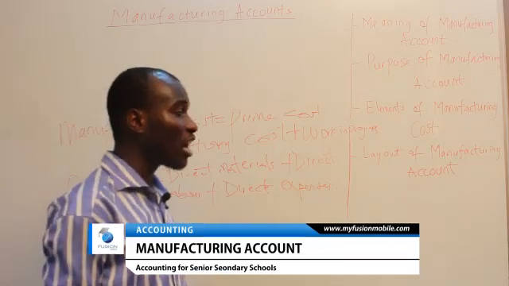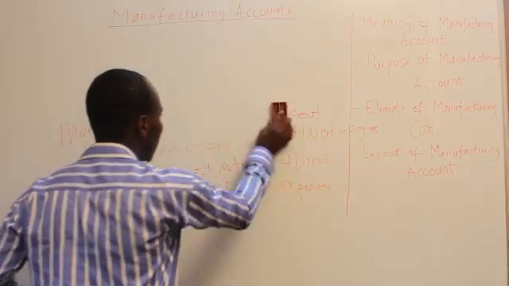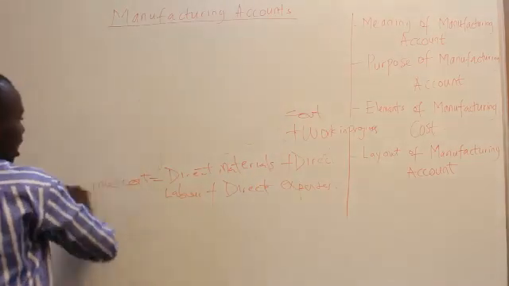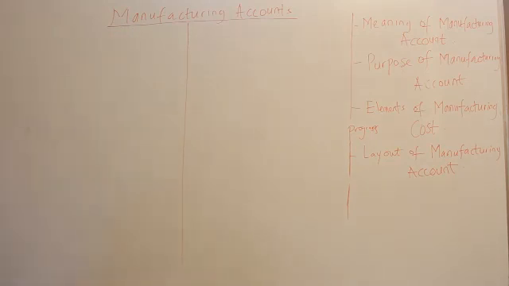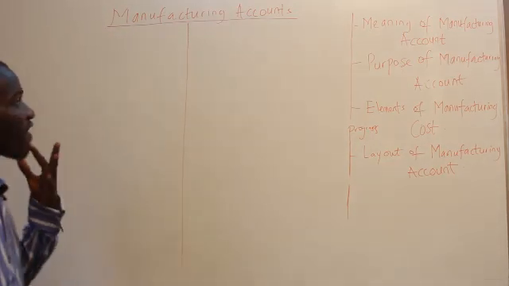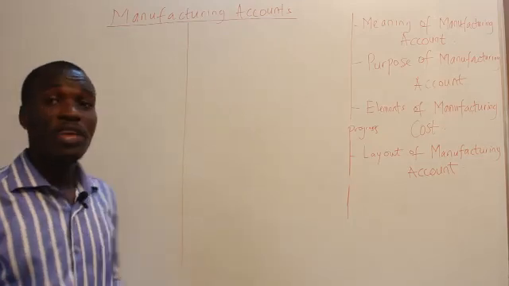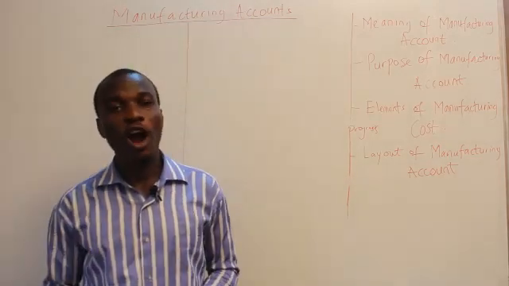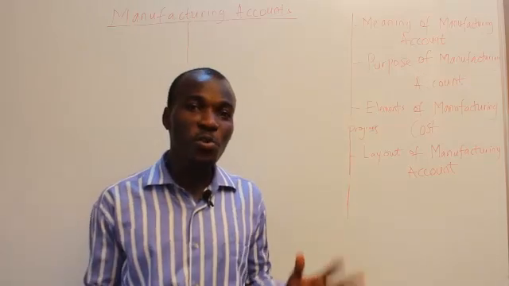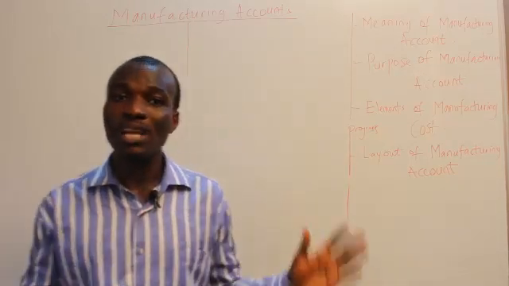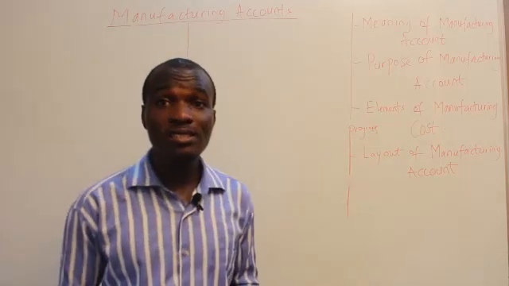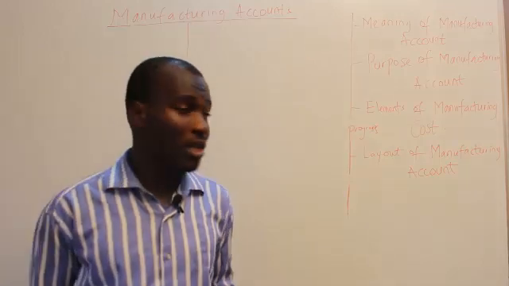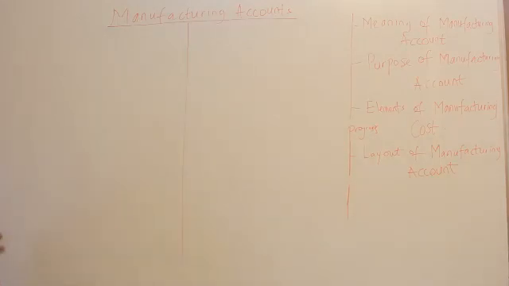Now the next thing, we have the layout of the manufacturing account. So now we can have the layout of the manufacturing account. The first thing is for us to calculate our prime cost, one of the elements of the manufacturing cost. One of the elements of the prime cost is the direct materials. So let's calculate our direct materials.